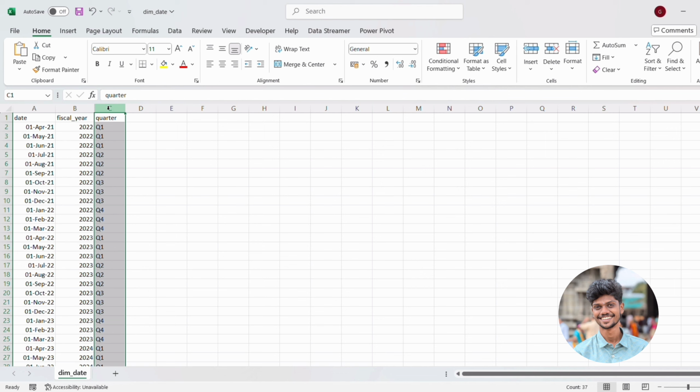Most people only focus on tools like Power BI, but real analysts think like the business. That's what we are learning in this bootcamp. So that's all about that date table. In the next video, we will look at how to connect the dataset to Power BI.